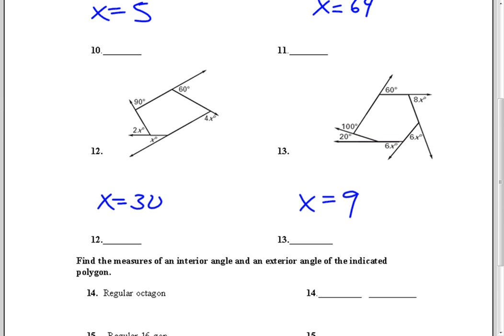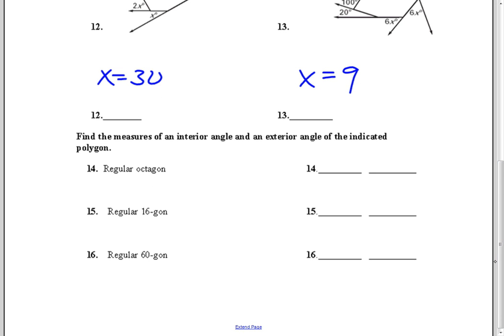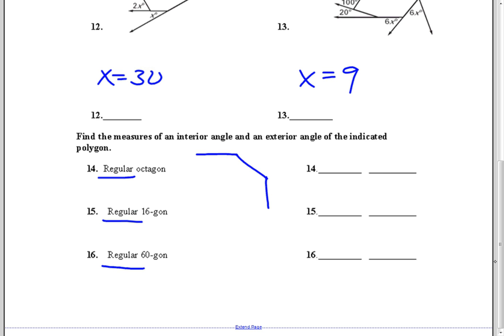You don't have a picture for 14, 15, and 16. Make a little picture. Don't draw the entire diagram. Just put in a few sides. You just need a couple. Why am I not drawing the rest of the figure? What does that mean? Equal. There's no need to draw the rest of the figure if I know every single side is exactly the same and every single angle is exactly the same. Just draw a couple.